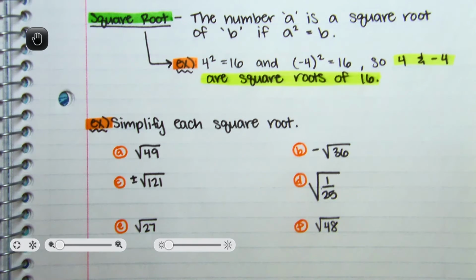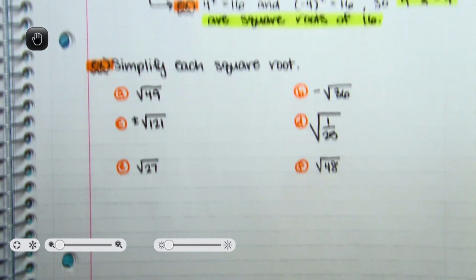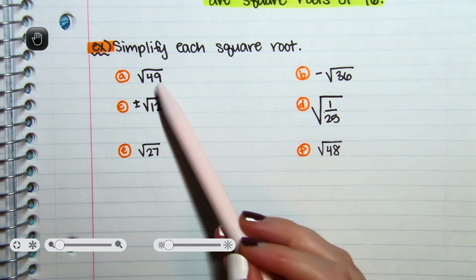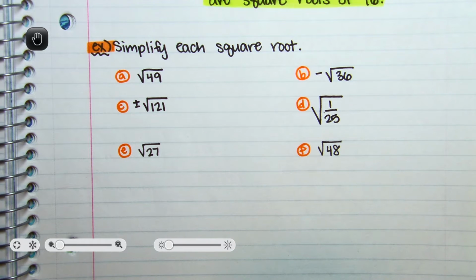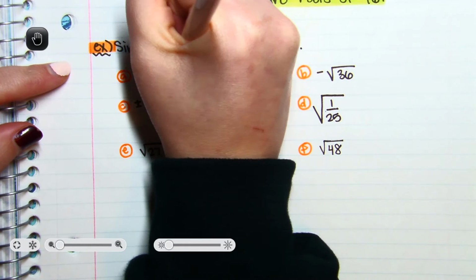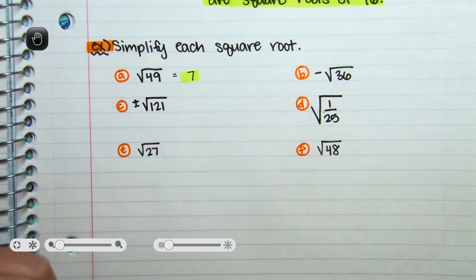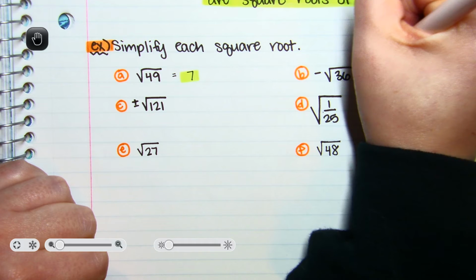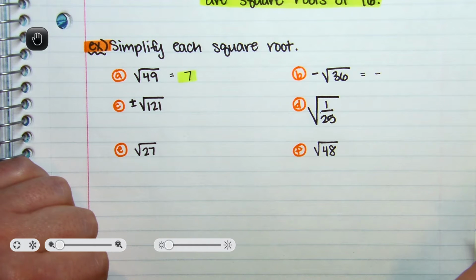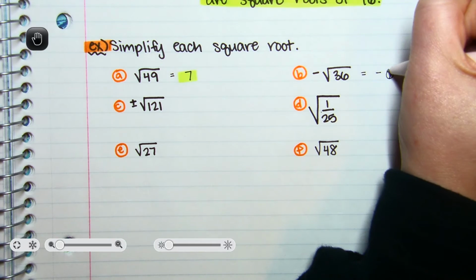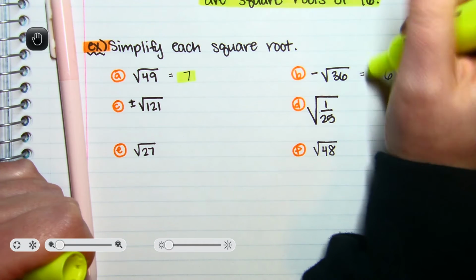All right, what we want to do now is simplify some square roots. So I'm going to do these with you, and then you'll try some on your own. So the square root of 49 is, if you said 7, you are correct, because 7 times 7 is 49. Now part B, notice we have a negative sign on the outside. So a negative is going to stay on the outside with our number. And what is the square root of 36? If you said 6, you are correct. And that negative stays out in front because it was in front of our radical.